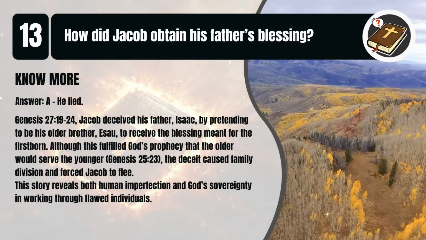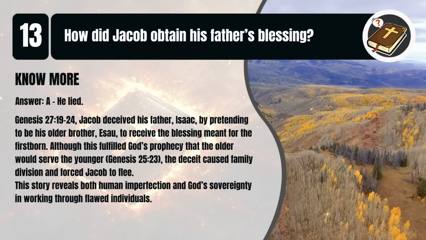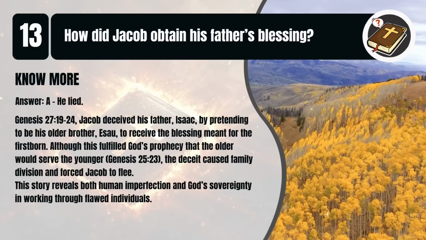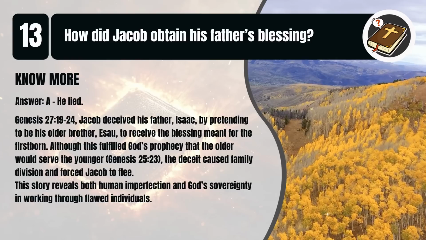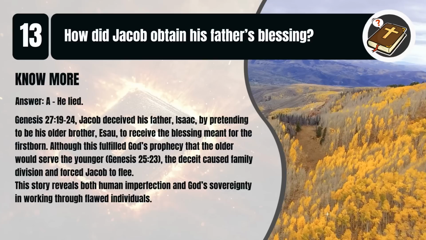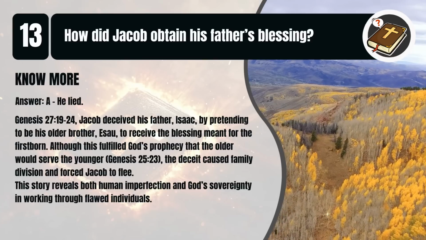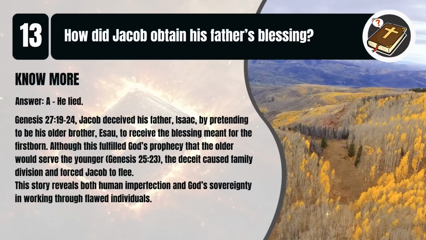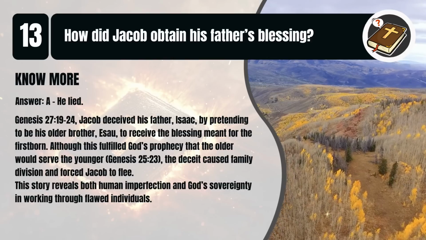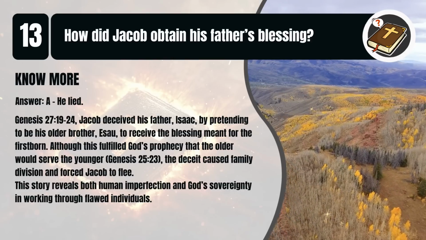That's A. He lied. Genesis chapter 27, verses 19 to 24, Jacob deceived his father Isaac by pretending to be his older brother Esau to receive the blessing meant for the firstborn. Although this fulfilled God's prophecy that the older would serve the younger, Genesis chapter 25, verse 23, the deceit caused family division and forced Jacob to flee. This story reveals both human imperfection and God's sovereignty in working through flawed individuals.